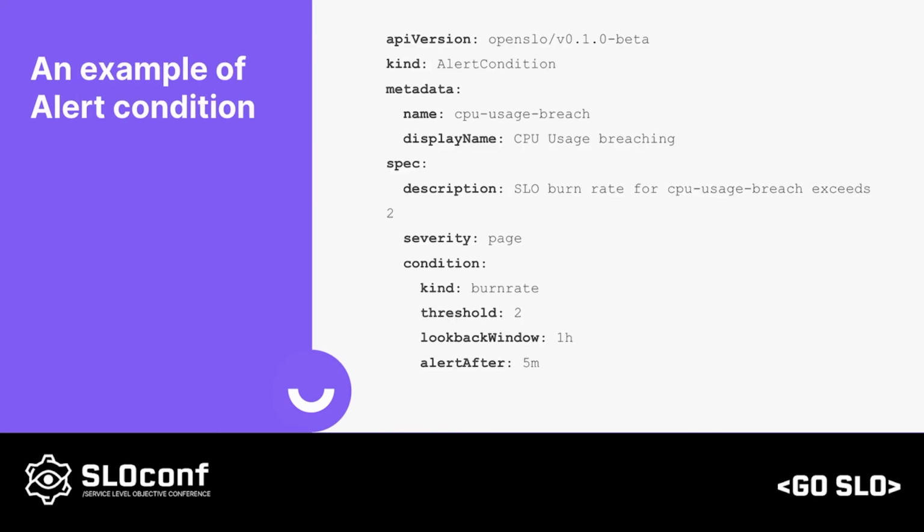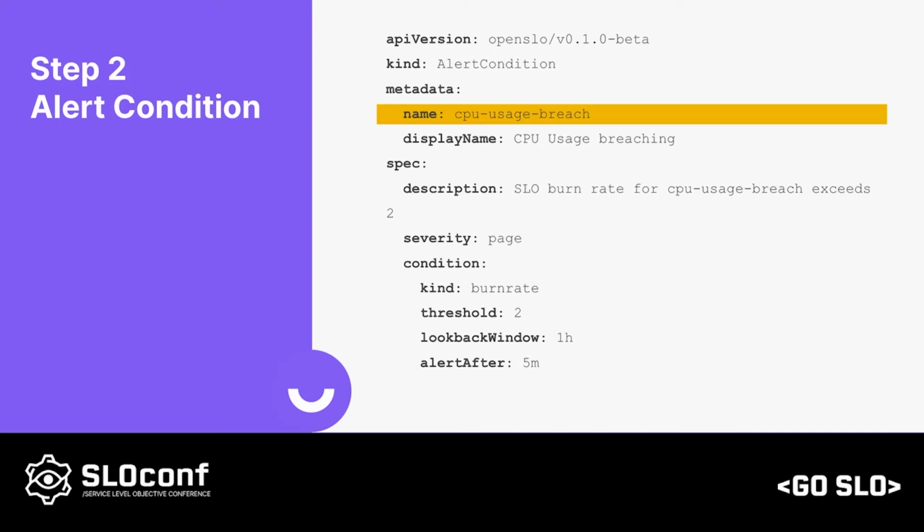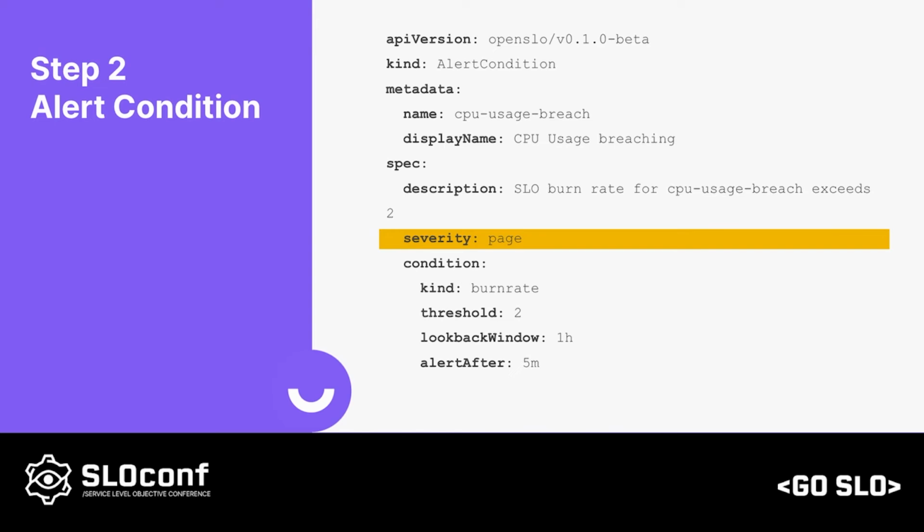The second step is the alert condition. On the screen you can see an example of such a definition. We go step by step through the important fields. Each alert condition needs to have a unique name, just like with the policy. This allows you to reuse the condition in other SLOs. You need to define the level of severity of the alert, for example P1, P3, low or high, of your choice.